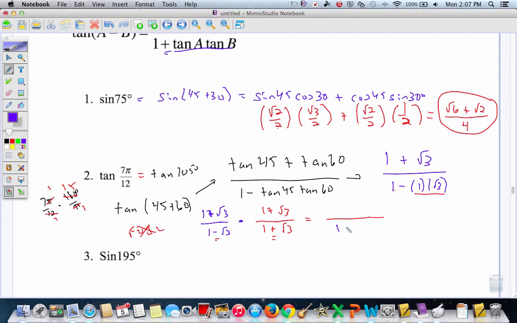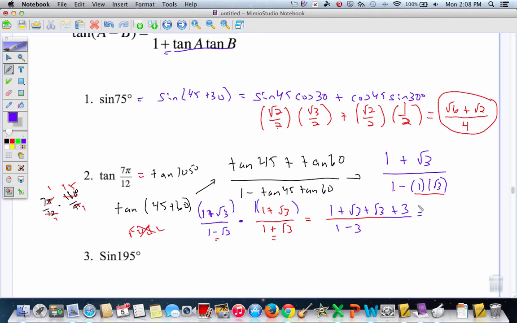1 times 1 is 1. Negative square root of 3 times positive square root of 3 is just 1 minus 3. I am going to go ahead and FOIL my numerator: first, outer, inner, last. So first terms, 1 times 1 is 1. Outer terms, 1 times square root of 3 is square root of 3. Inner terms, 1 times square root of 3 is square root of 3. And last terms, square root of 3 times square root of 3 is square root of 9, or just 3.